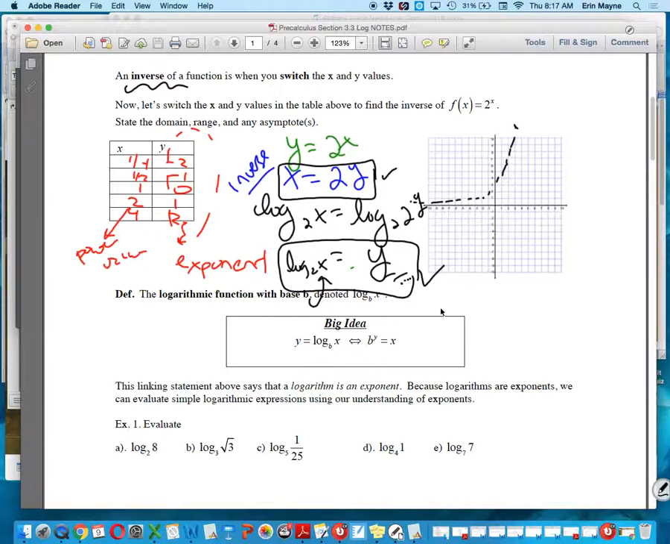Off to the side, write this phrase. I always tell my Algebra 2 kids when I teach them, a logarithm is an exponent. A logarithm is an exponent. When I get an answer, that is an exponent. Let's write that down.